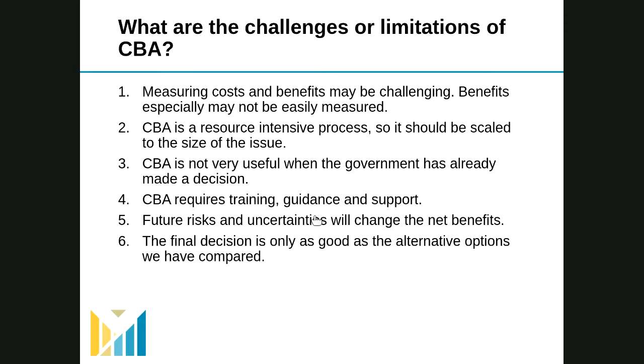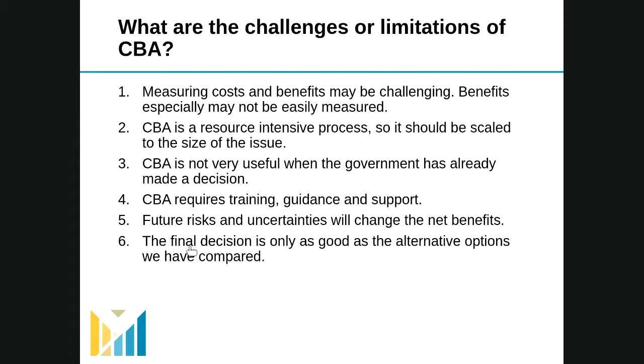And then, of course, number five is future risks and uncertainties will change the net benefits. When we do a cost-benefit analysis, we're really forecasting the future and how an issue might evolve and what we expect the impact of our regulation to actually be. So, of course, this is always quite uncertain. So, in the end, our cost-benefit analysis probably won't be perfectly accurate. It's really to help guide the decision-making of the government. And it also gives us something so that after the regulation's implemented, we can take a look back to see how accurate it was.